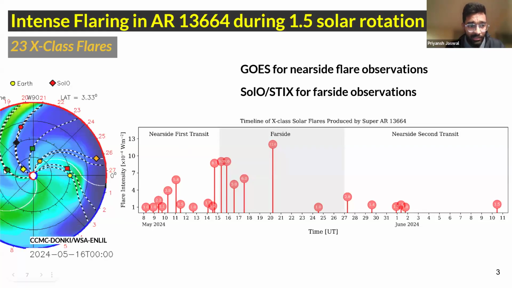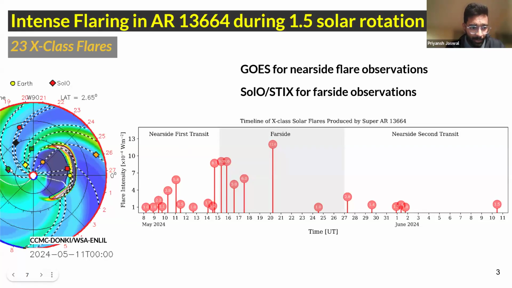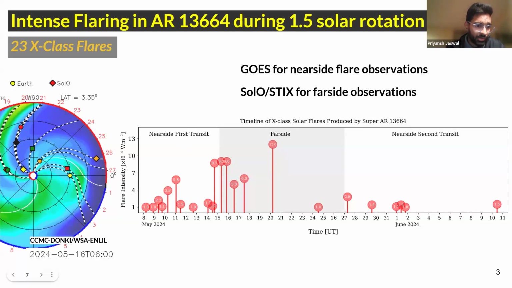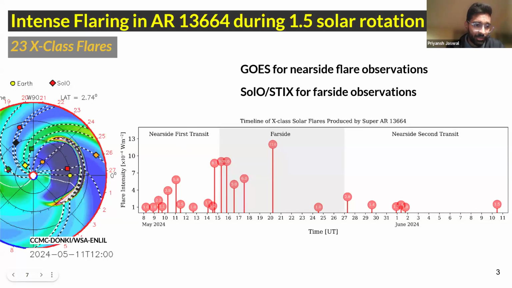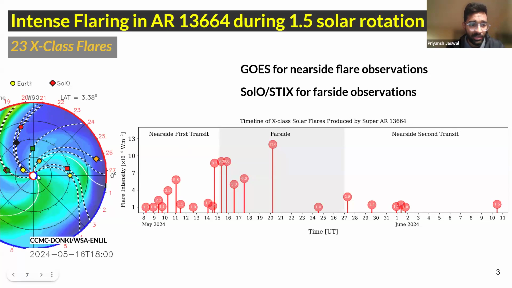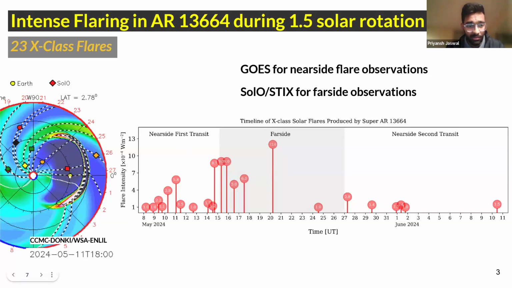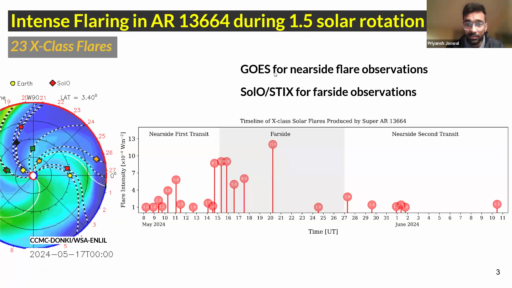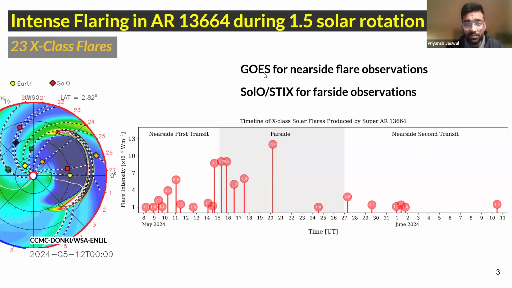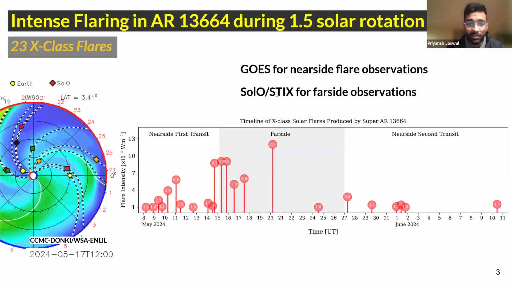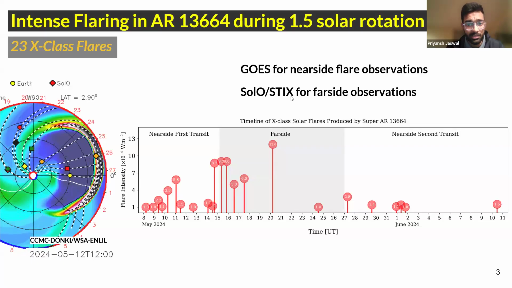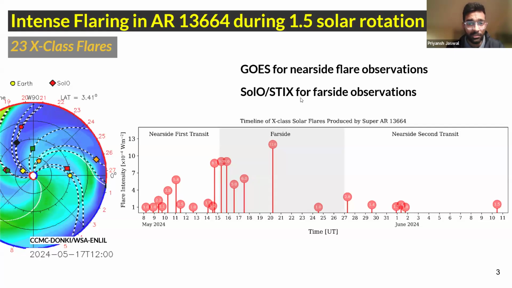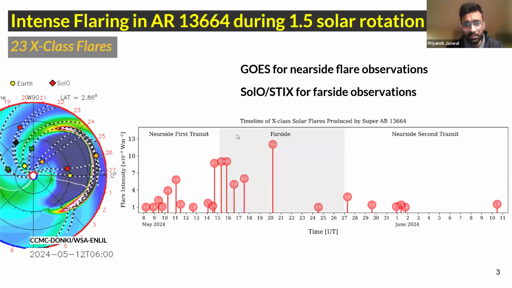Luckily, we had the spacecraft Solar Orbiter, represented by this red diamond here under the green spot at the far side of the Sun, and we were also observing it from the Earth itself. So for the near side observations we have GOES data, and for the far side observations we luckily had STIX instrument observations for the flare on the back side of the Sun.